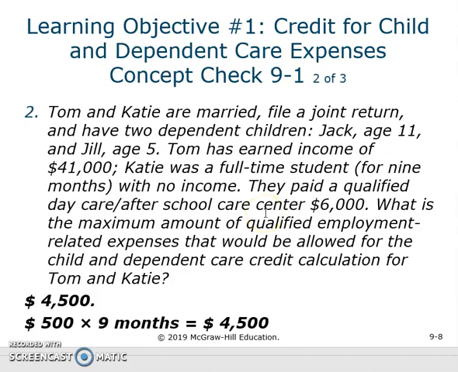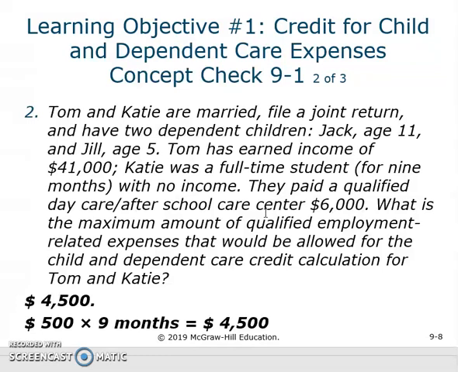Let's take a look at another example. Tom and Katie are married. They file a joint return and they have two dependent children, Jack age 11 and Jill age 5. Tom has an earned income of $41,000 and Katie was a full-time student for 9 months with no income. They paid a qualified daycare center and after-school care center $6,000. What is the maximum amount of qualified employment-related expenses that would be allowed for the child and dependent care credit calculation for Tom and Katie?